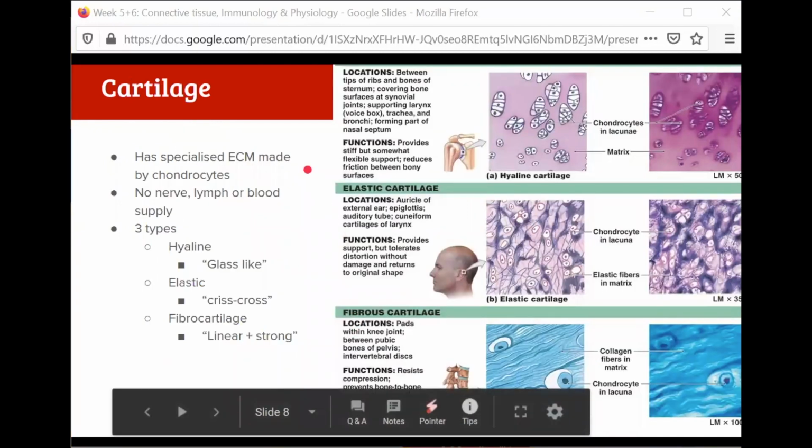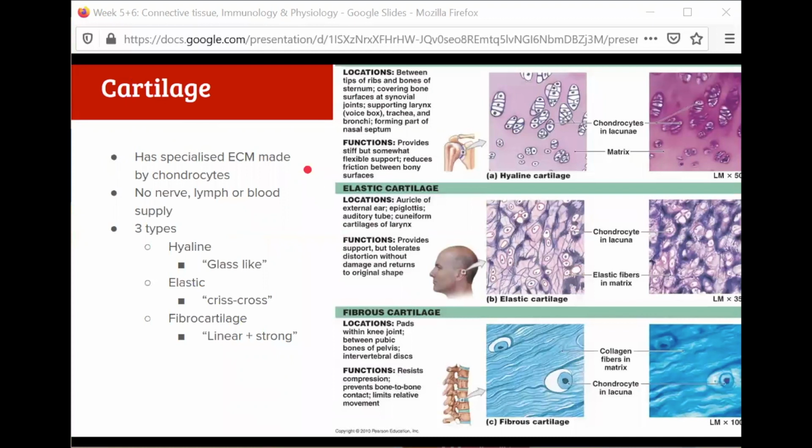Okay, next, cartilage. So cartilage has a specialized extracellular matrix, and it's made by the chondrocytes. What's also important to note for cartilage is that it has no nerve, lymph, or blood supply. So sometimes you'll hear that it's avascular, without vascular vessels. We'll talk about that over the next slide, but that will impair or limit the ability of cartilage to repair itself, to regenerate.